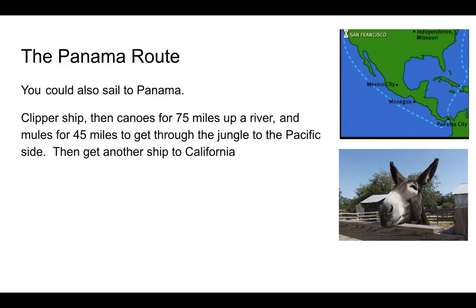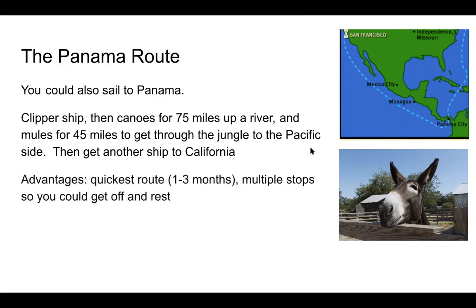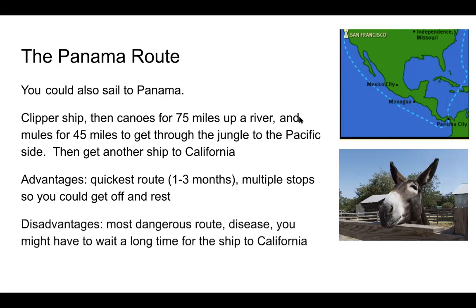And so then you're going to be traveling on a mule for 45 miles to get to the Pacific side of Panama. So you can see you're trying to get from the Atlantic side to the Pacific. Then you wait for the next ship to California, which might be few and far between. Advantages here, though, this is much quicker. You're looking at 1 to 3 months rather than 4 to 6 months. And there's multiple stops. So if you want to get off and rest, if you're struggling with some sickness, you can take a break. So that's a nice advantage too.